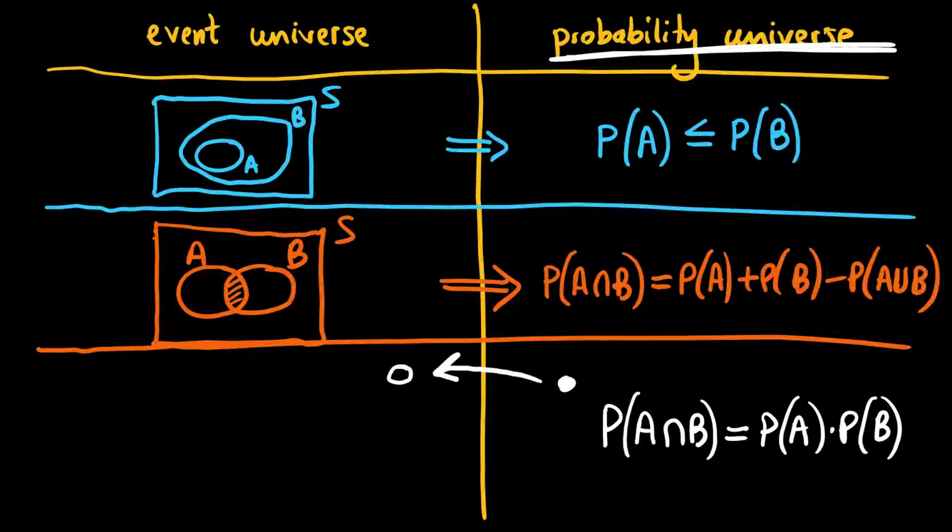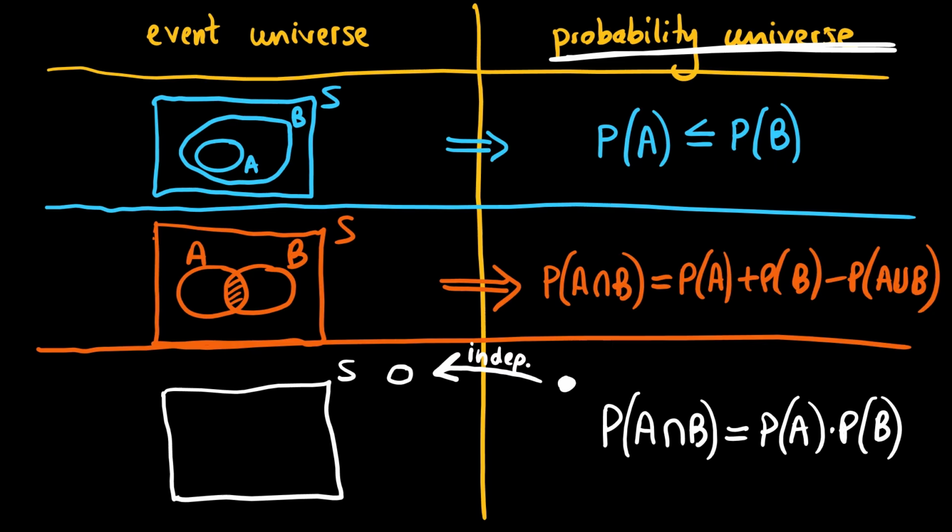then for whatever reason we are interested in these sets A and B, and we want to start thinking about what they would look like in the event universe. So the first place I want to go here is to answer the question, why would we care about independence? So why is independence so interesting that we're making this reverse journey from the probability universe to the event universe?